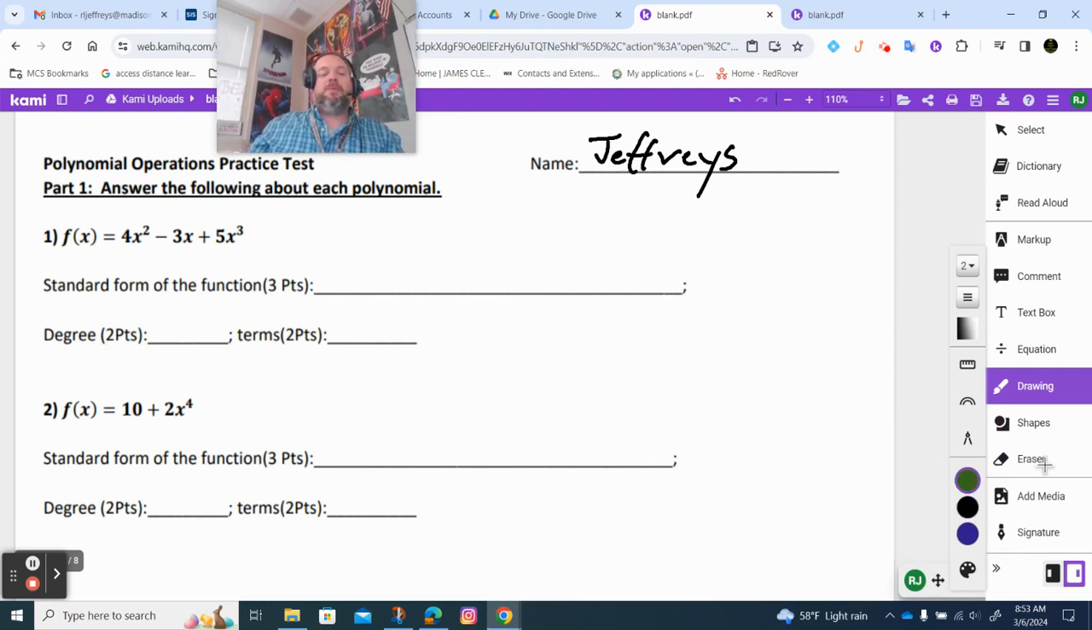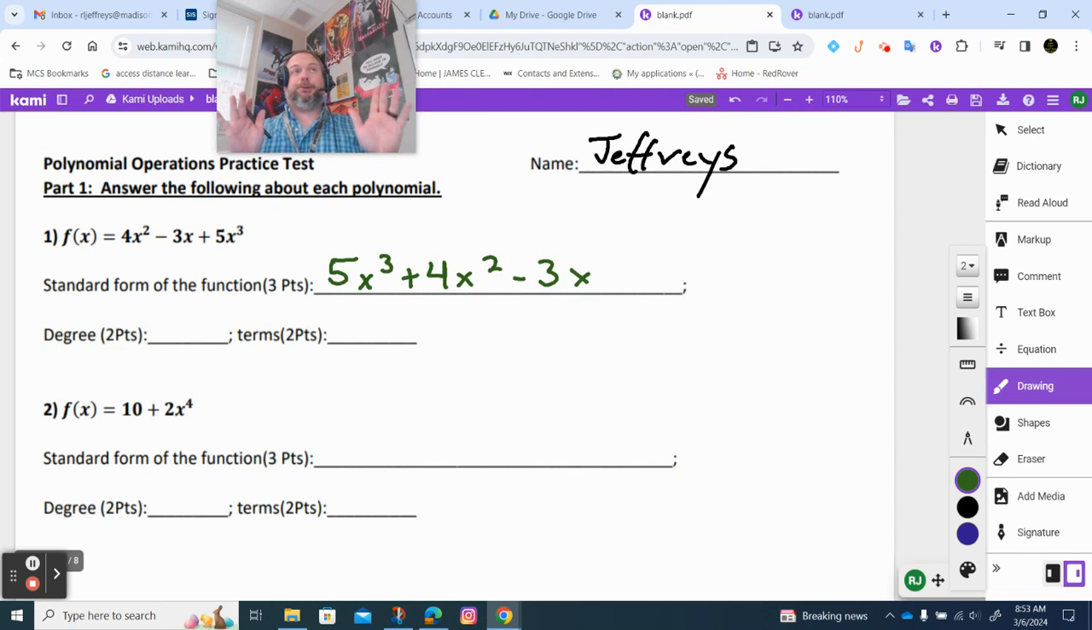Standard form. Remember, standard form is the highest exponent to the smallest. So this one should go like this. And technically, you're supposed to do the degree and the terms after you put it in standard form. Some people say it's better that way, you automatically know what the degree is. Okay?